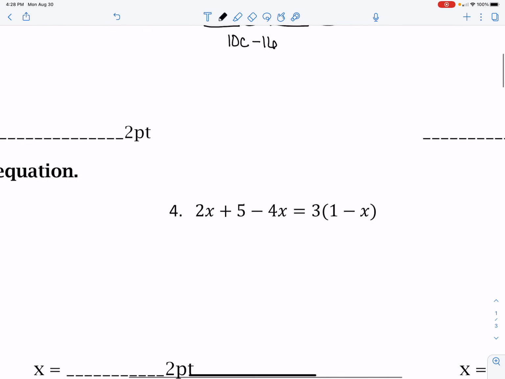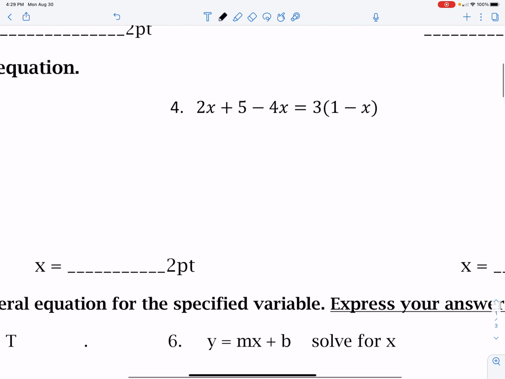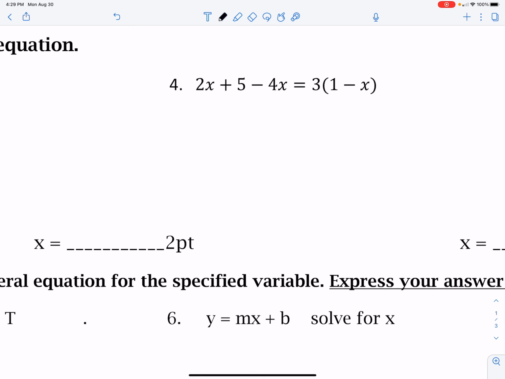All right, now to number 4. On number 4, the first thing we have to do when we're looking at this, remember this is an equation, okay? And we want to look for that distribution if there is any. Simplify the left side, simplify the right side. If I'm just looking at the left side first, is there anything I can do? Well, yes, I can combine like terms. I can combine 2x with negative 4x, so we're going to simplify this side. That'll be negative 2x plus 5.